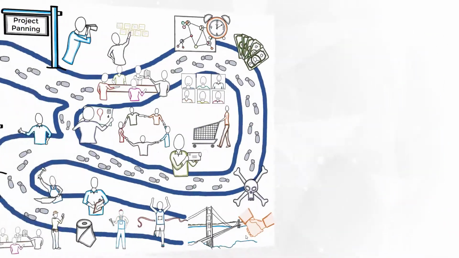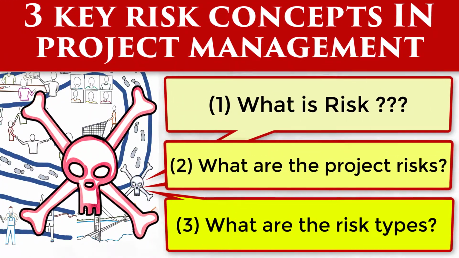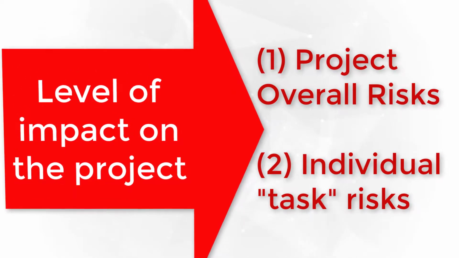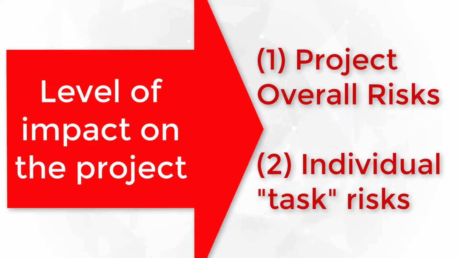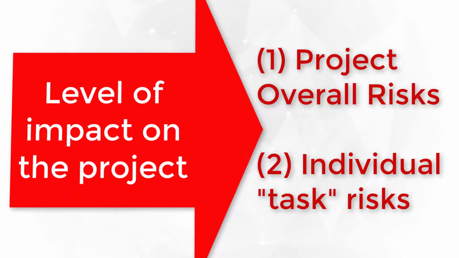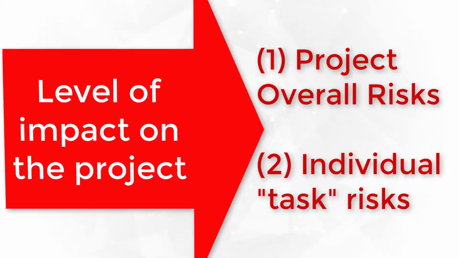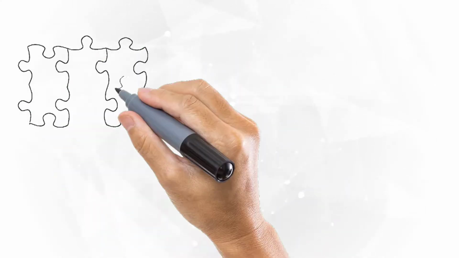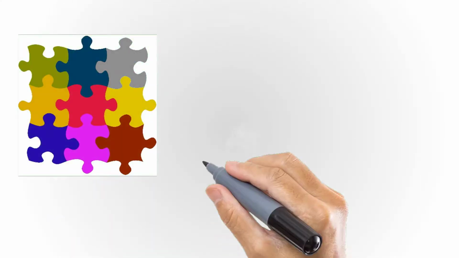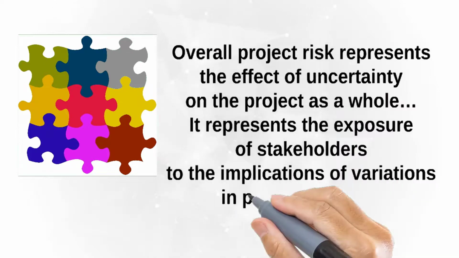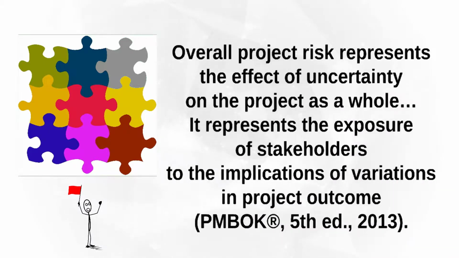So, what are the main project risks? The project risks may be divided in two categories, depending on the level of impact on the project outcomes. There are risks that can affect the project as a whole, that we call overall project risks. And there is another group of risks that affect individual activities or work packages, called individual risks. The overall project risk represents the effect of an uncertainty on the project as a whole.